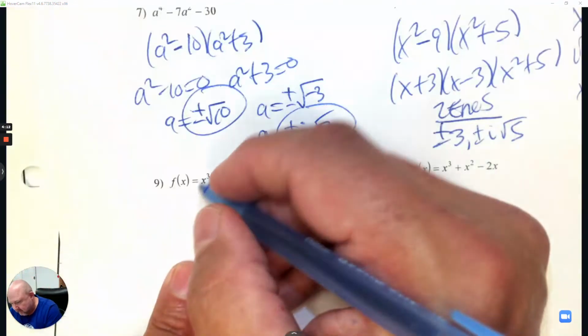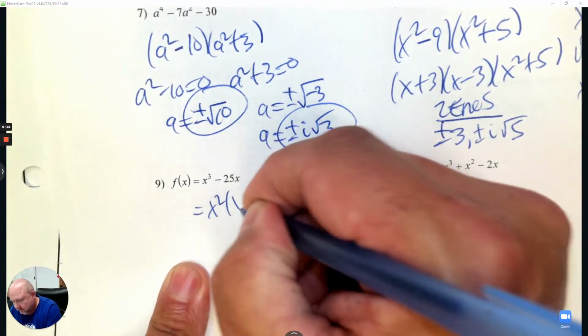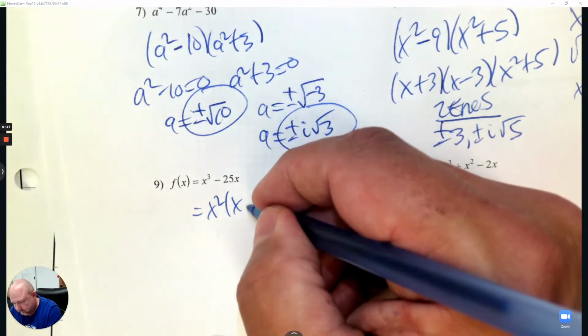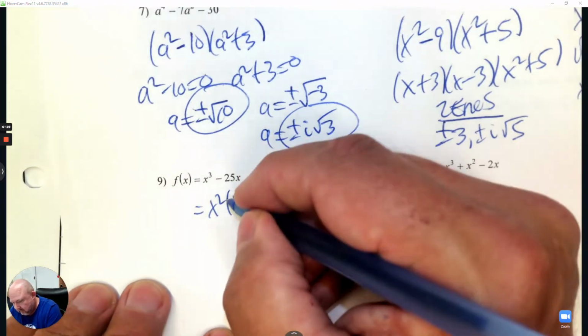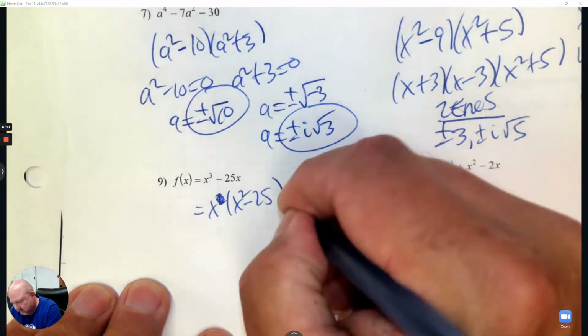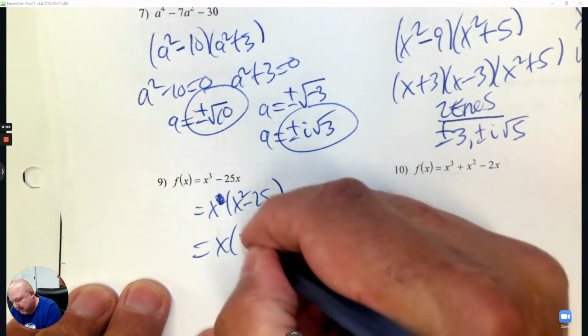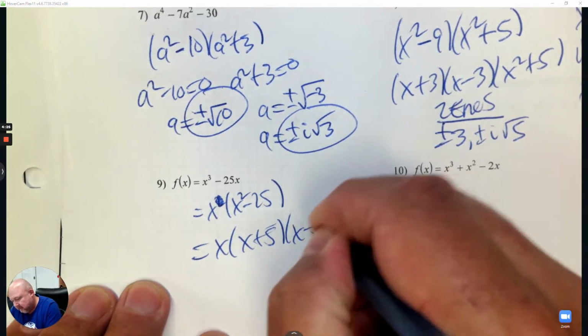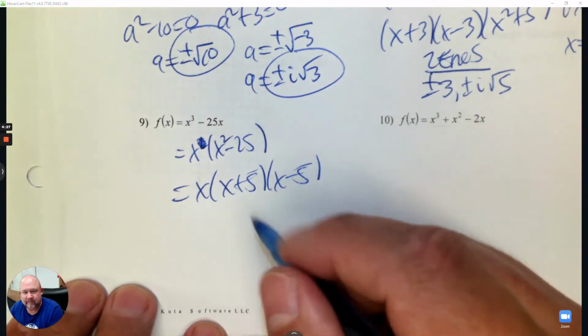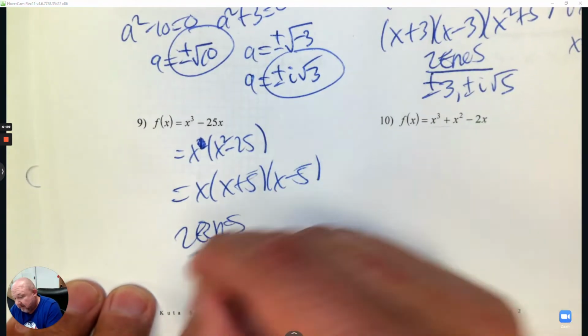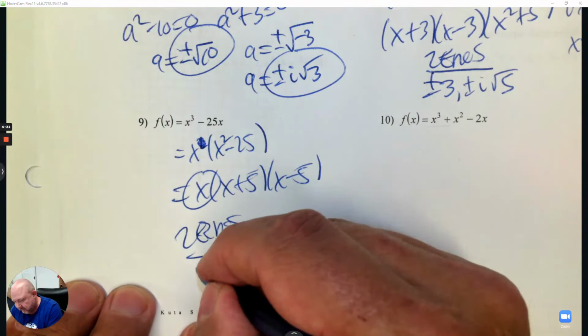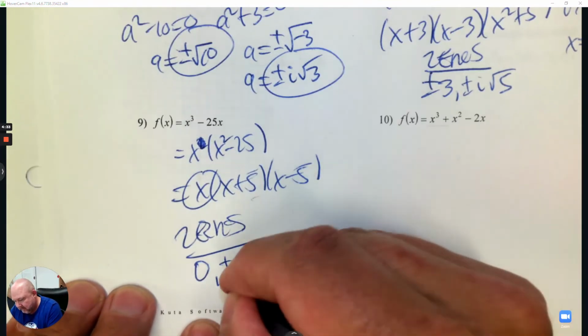All right, factor this one. Oh, just an x. And then x squared minus 5 is a difference of squares. And then the zeros. Be careful here. When it's just x, the 0 is 0, and then positive and negative 5.